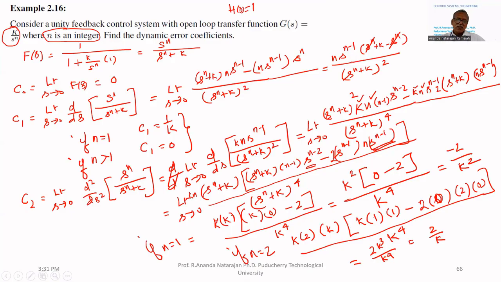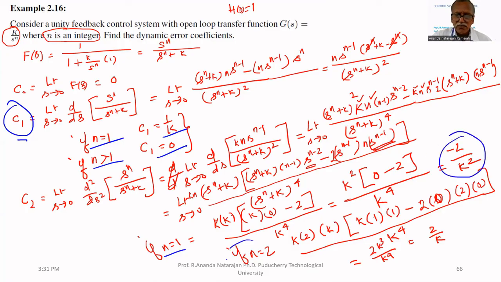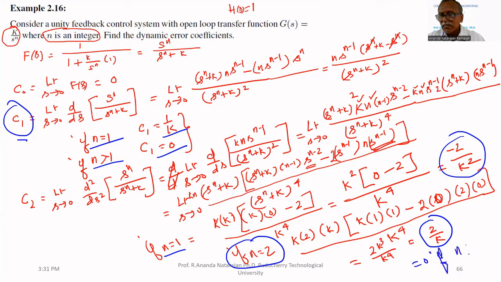So if it is an integer, we have to consider it case wise. For C1, if n equal to 1, C1 equal to 1 by k. If n is greater than 1, C1 equal to 0. Similarly, if n equal to 1, C2 equal to minus 2 by k square. If n equal to 2, C2 equal to 2 by k. If n is greater than 2, C2 equal to 0.